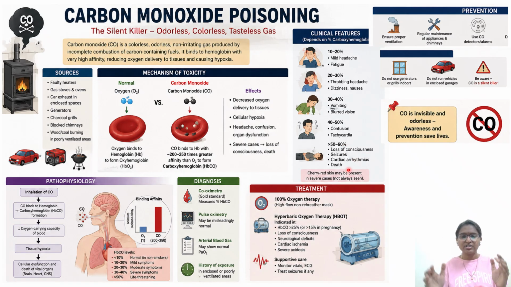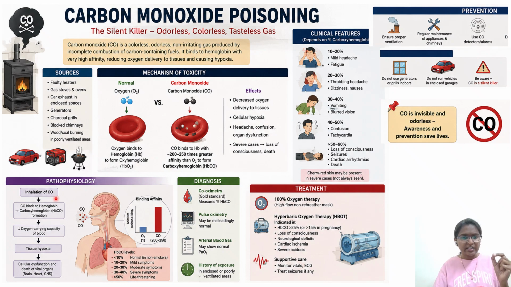So these are the various ways in which it will eventually lead to death. Another characteristic which you can see in the case of carbon monoxide poisoning is cherry red skin. It may be present in severe cases, but it is not seen in all the patients. In a few patients, it's a characteristic feature you can see. Okay, coming back to pathophysiology.